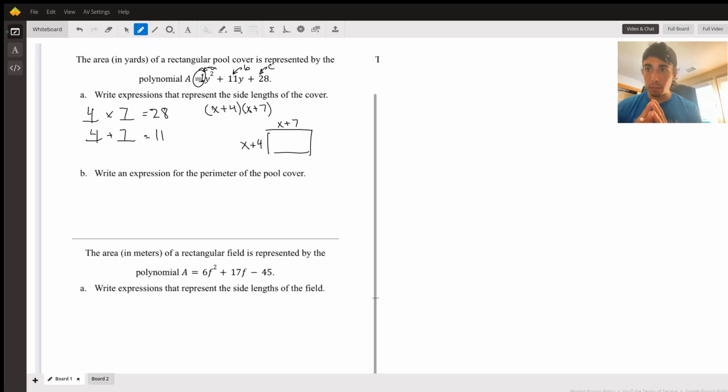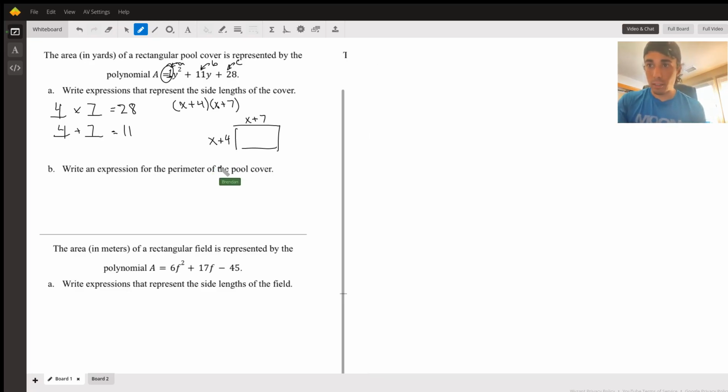Remember what perimeter is: we're adding all those sides up. Opposite sides are going to be the same because it's a rectangle, so that is also an x plus 4 and an x plus 7. If I'm going to add them all up, I would have 2 times the length plus 2 times the width.